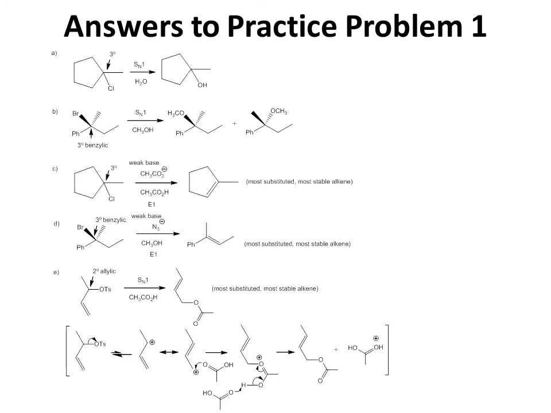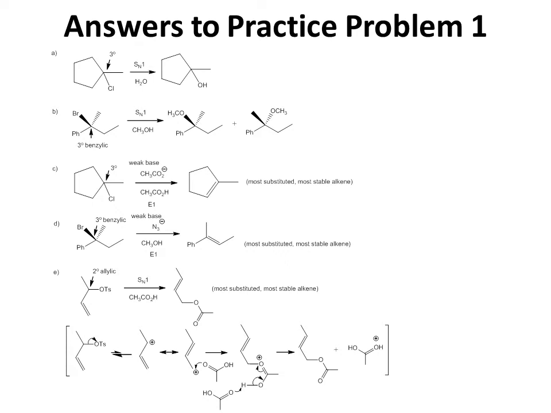Answers to practice problem 1. In part A, we have a tertiary alkyl chloride and only the protic-polar solvent, water. So this is an SN1 reaction as the major mechanism. The chloride is replaced by OH. The other product, which is not shown, is HCl.